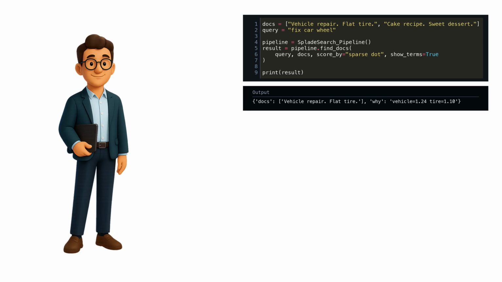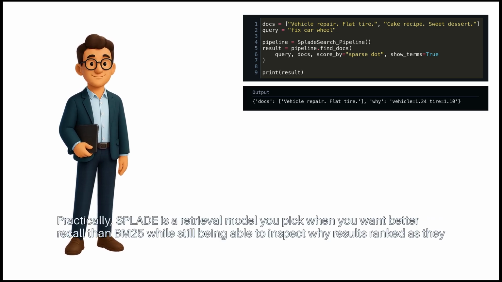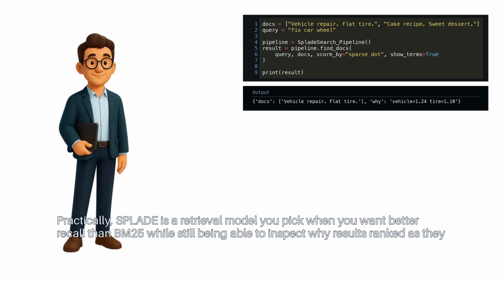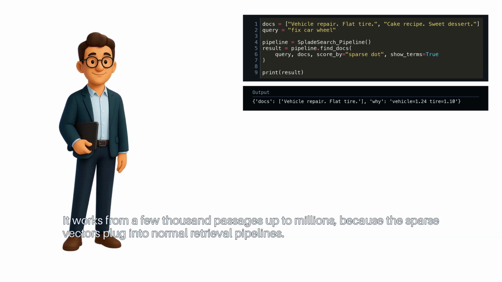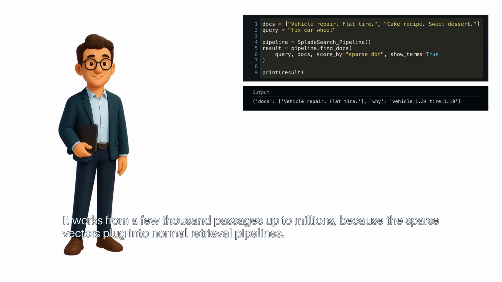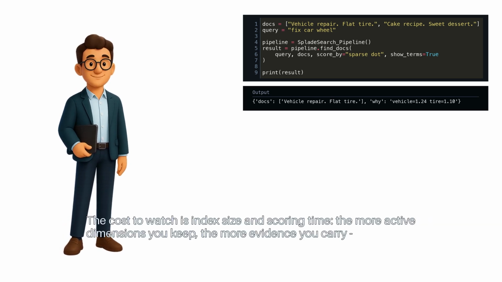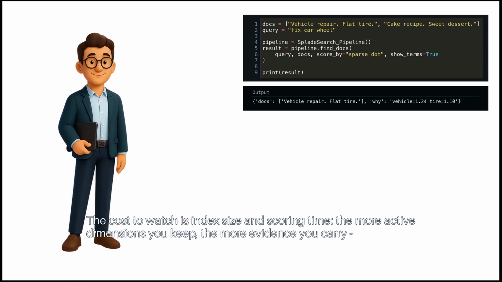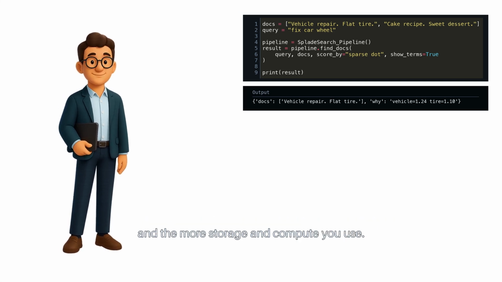actually drove a hit. Practically, SPLADE is a retrieval model you pick when you want better recall than BM25, while still being able to inspect why results ranked as they did. It works from a few thousand passages up to millions, because the sparse vectors plug into normal retrieval pipelines. The cost to watch is index size and scoring time. The more active dimensions you keep, the more evidence you carry, and the more storage and compute you use.